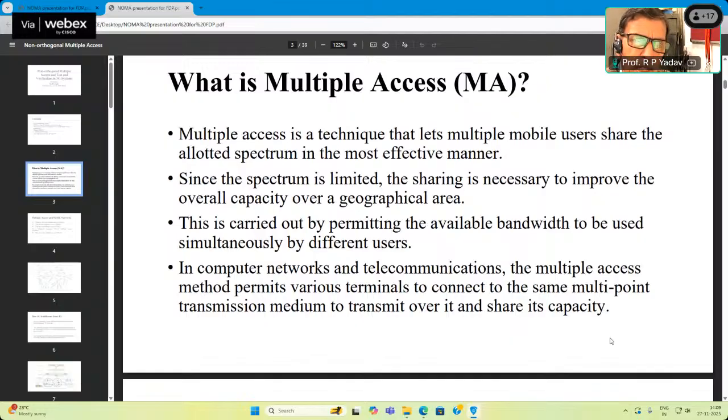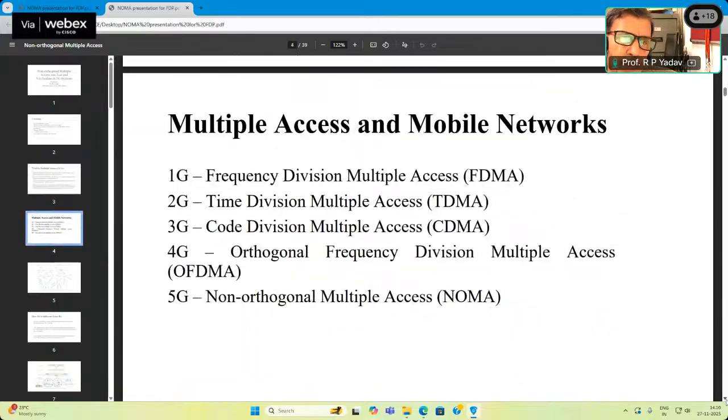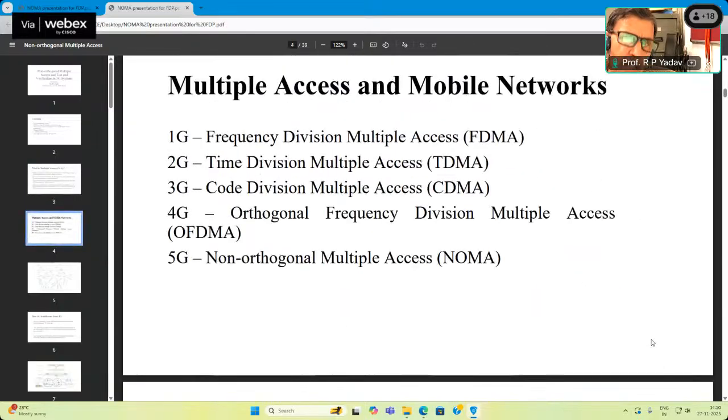This is carried out by permitting available bandwidth to be used simultaneously by different users. I think every participant having any technical exposure must be familiar. In computer networks and telecommunication also, the multiple access methods permit various terminals to connect to the same multi-point transmission medium to transmit over it and share its capacity. Multiple access as a tool has been used for a long time in all communication systems. You can interrupt me also if any participant has any query or question.